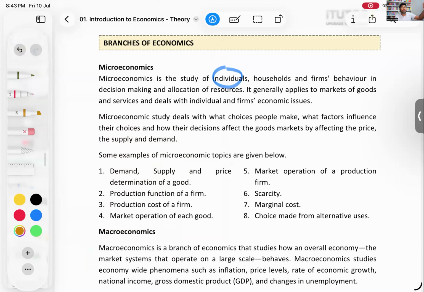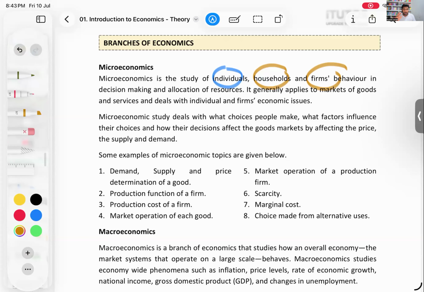For example, one person's income, one person's spending. We talk about how one household, for example, a family, behaves. How does your family behave? How much is your family's income? What is your family buying? Then how do firms behave? Let's say one company, for example, Cargill's. How much is Cargill's profit? How much are Cargill's costs? So when you focus on one small part of the economy, that is called microeconomics.